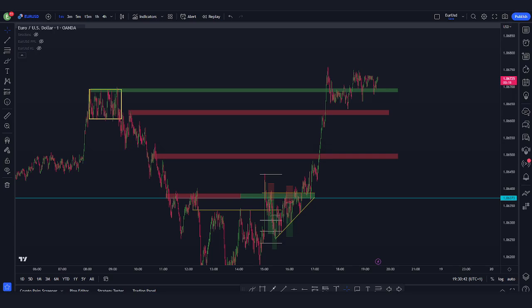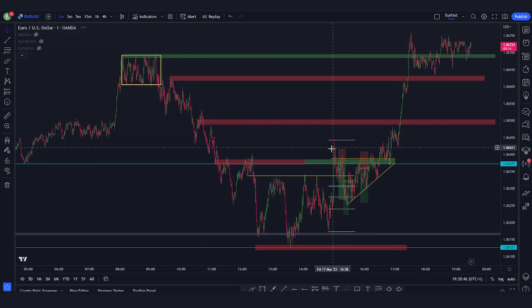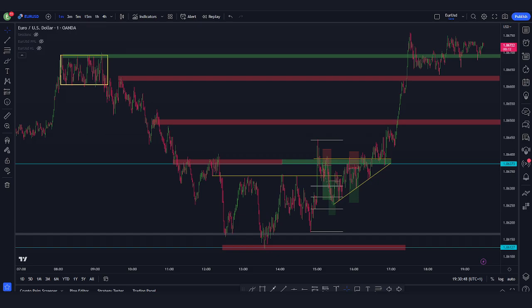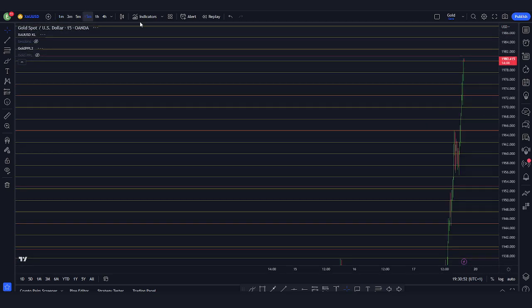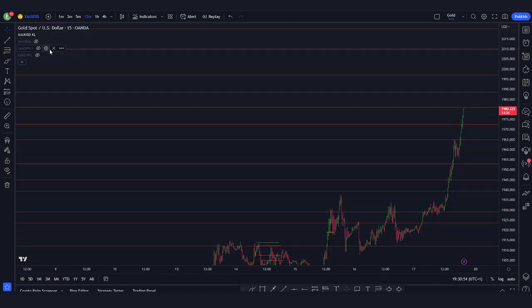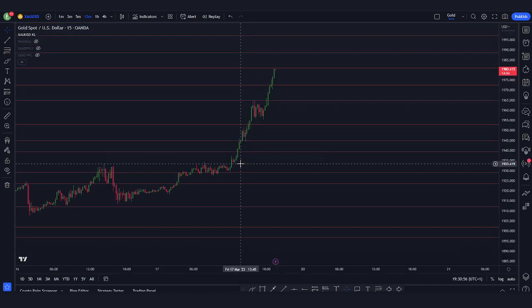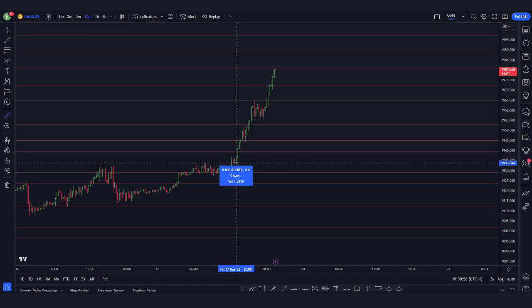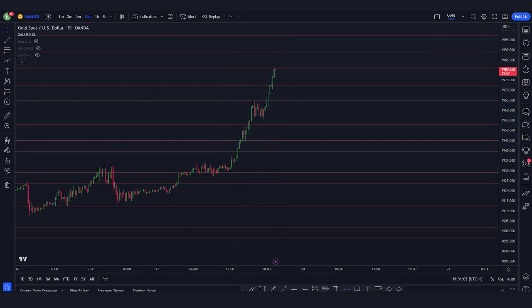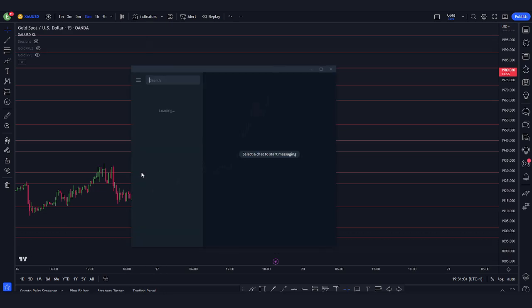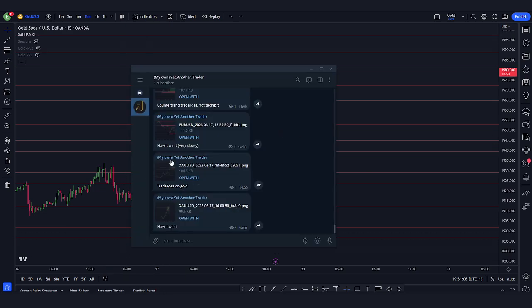Today is Friday, the 17th of March, and we're going to have a look at what happened today on EUR/USD, the dollar pair, and also on gold. Let's have a look already on the 15-minute, and we can see that from the start of the New York session, price went straight up for almost 70 pips, which is quite a good amount. But let's have a look at the analysis.